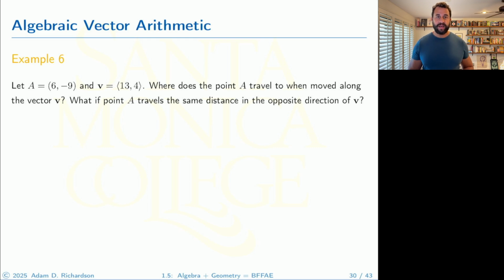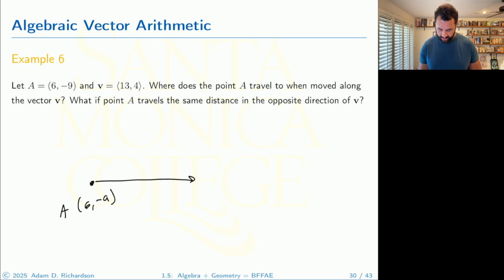This isn't too bad if you think about it geometrically, right? So let me do a quick little sketch. Here's the point A. And what we're going to do is start at this point and move in this direction. So that means we're going to move in the positive x direction 13 units and the positive y direction 4 units. So essentially we're going to go this way, and this is going to be 13, and this is going to be 4, right? And that's going along this vector here. Here's the vector V.